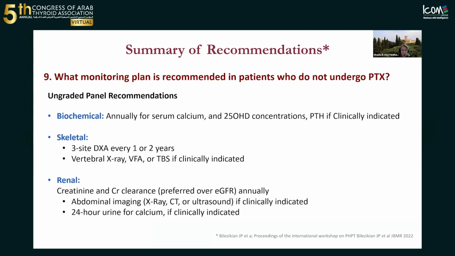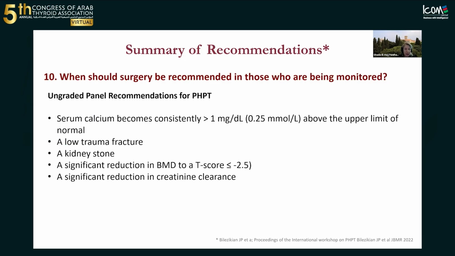What about the monitoring plan in patients who do not have parathyroidectomy? Well, every year we need to do some biochemistries: calcium, creatinine, vitamin D, PTH if clinically indicated. Skeletal films: DEXA every 1 to 2 years, and vertebral X-ray if indicated. I always measure the height of my patients when they come to clinic, and if they don't have scoliosis, I rely on serial height measurement to decide on X-ray. Renal parameters, creatinine clearance, abdominal imaging if clinically indicated, and a 24-hour urine calcium if clinically indicated.